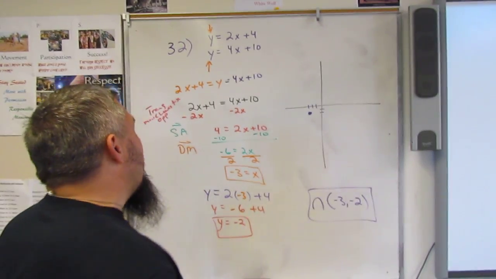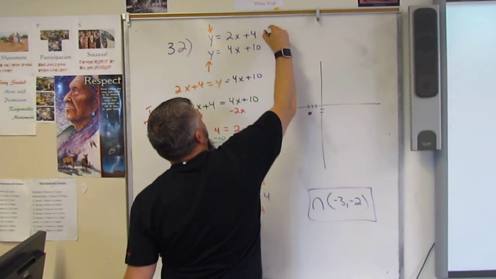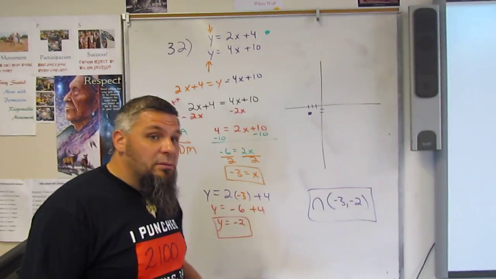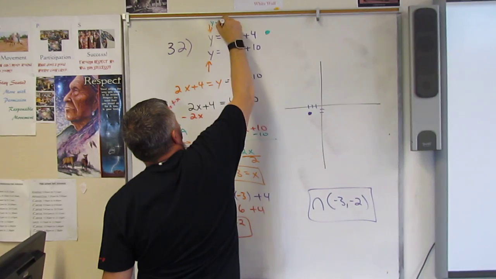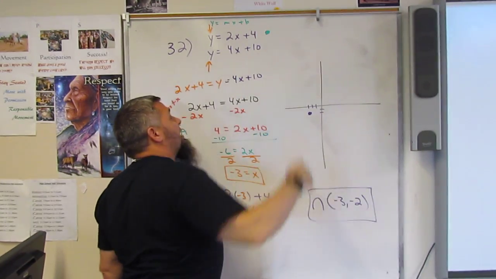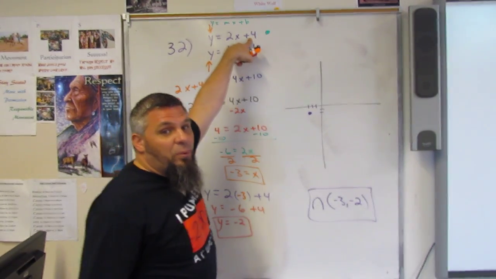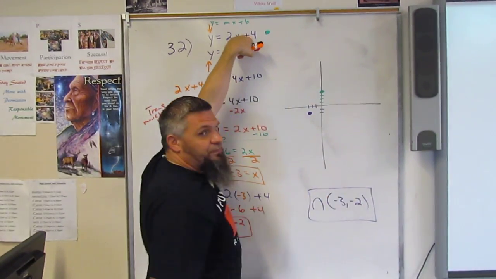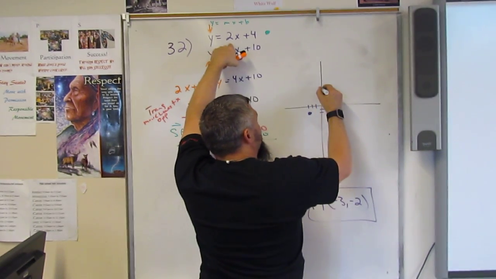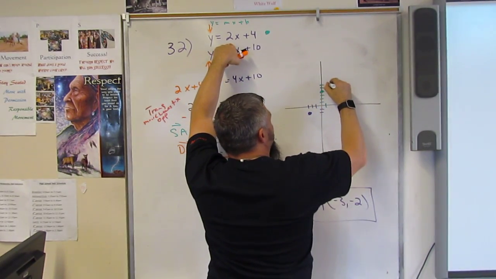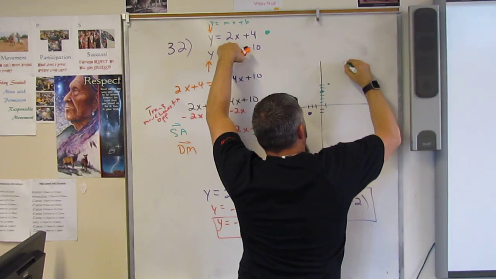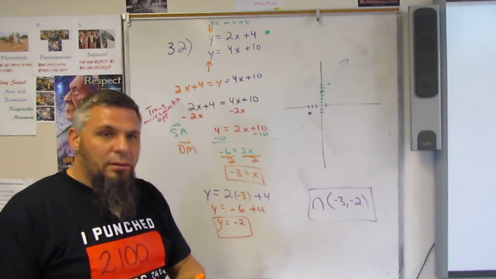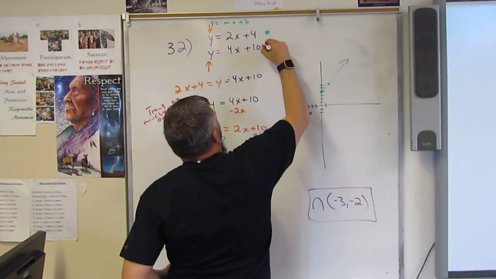Well, I graph these guys. So I'm going to make one green. And if I remember, y equals mx plus b, right? Then I can graph this really easy because this is my starting point. 4. 1, 2, 3, 4. That's where I start. And then I go up 2 and right 1. And then this goes down.